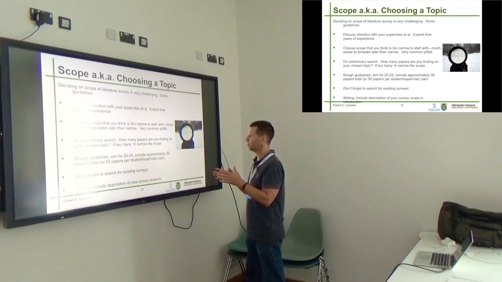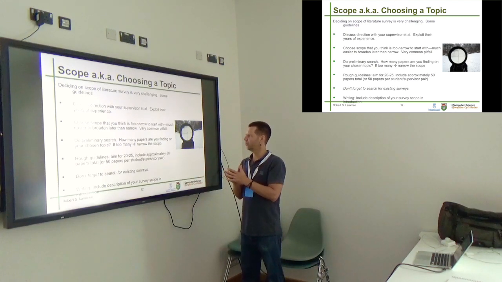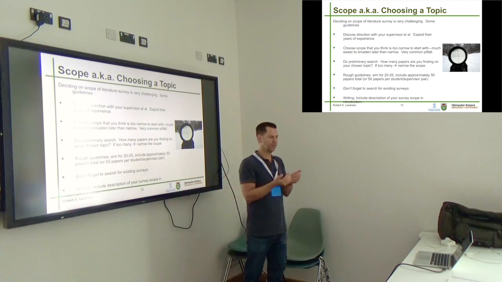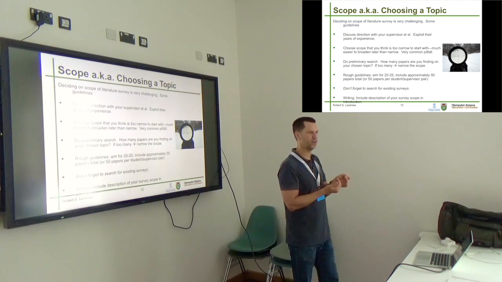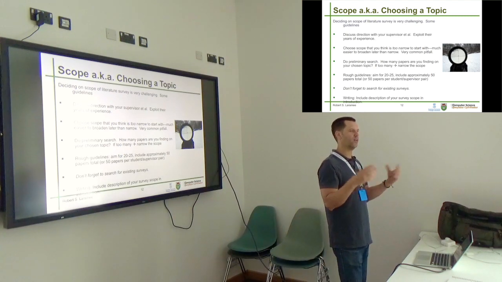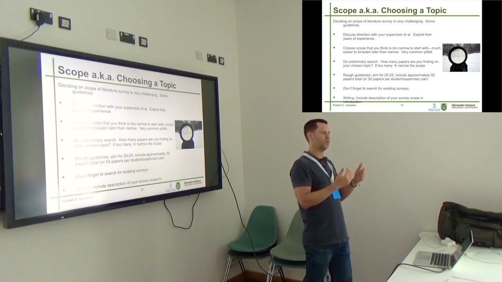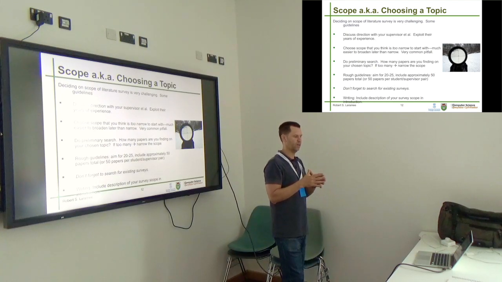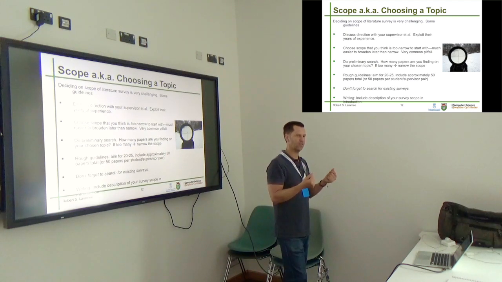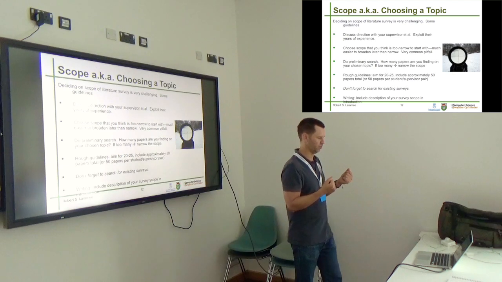Do a preliminary search. When you do your preliminary search, like in the literature browsing section, how many papers are you finding? You can get a feel for how many papers you're finding quickly. It doesn't take a year. You can find out in just a week or something. Like you could say, oh look, I searched for a week and I already found 1,000 papers. That's an alarm bell. It means your scope is too broad.